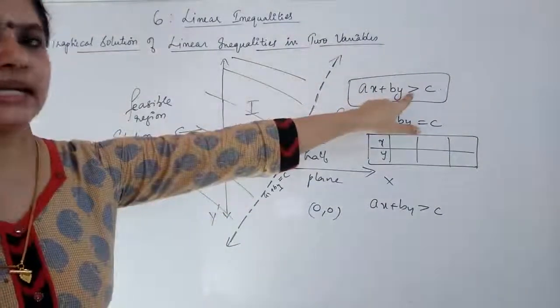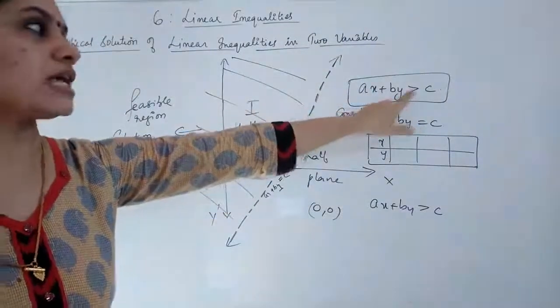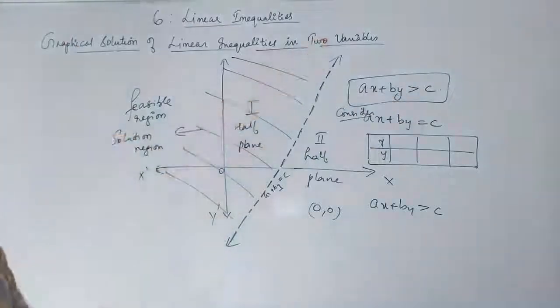If it is either greater than or less than alone. If it has the equal to sign, then you have to make a straight line. Okay.